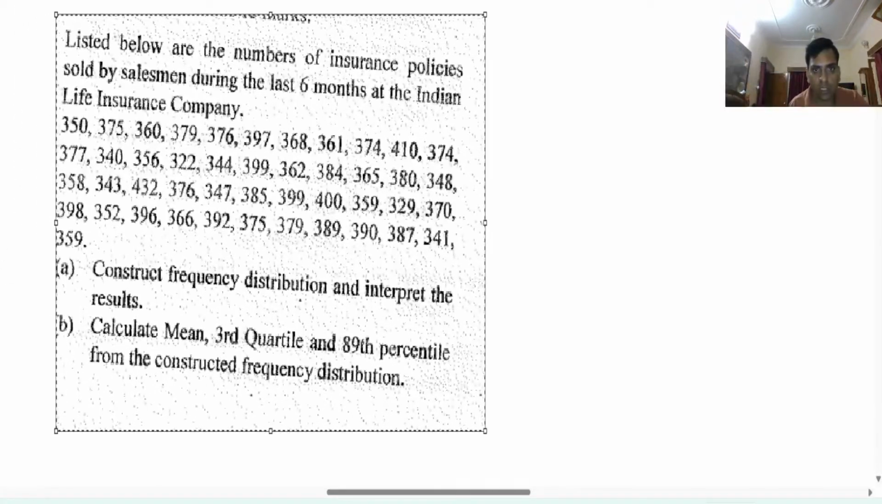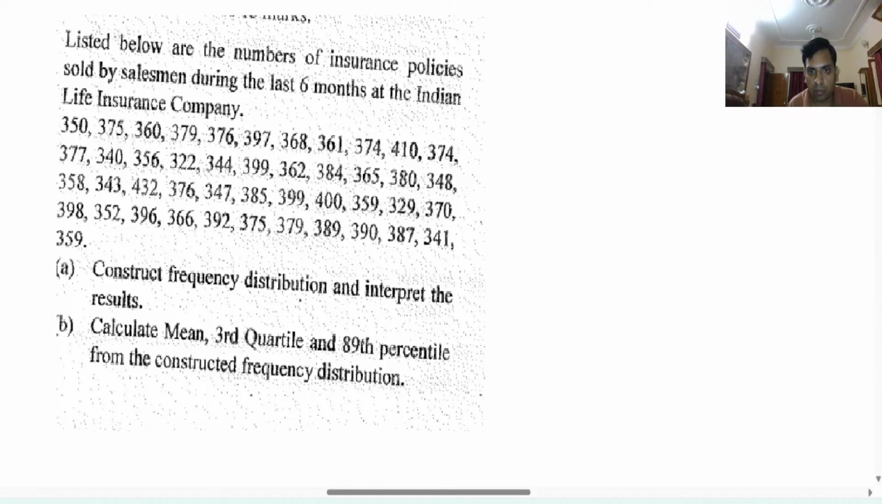So this is the question from previous year's paper. Is it visible to all of you? Please write yes. Is it visible? Okay, fine.